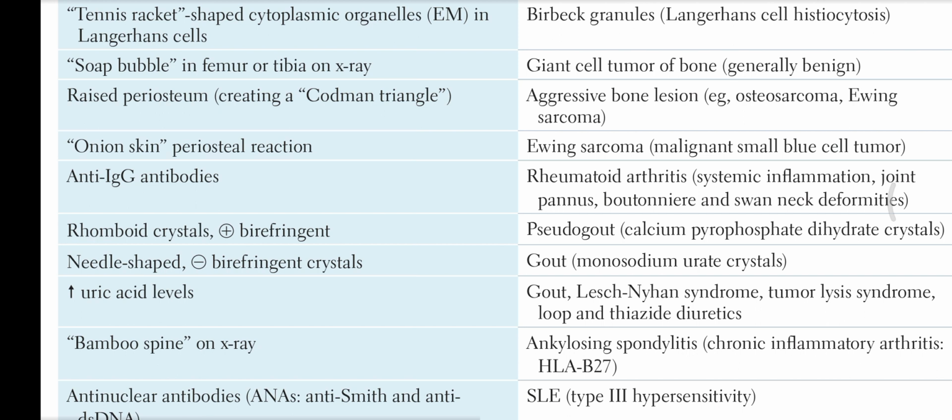Rhomboid crystals, positive birefringent. That is pseudogout, calcium pyrophosphate dihydrate crystals.